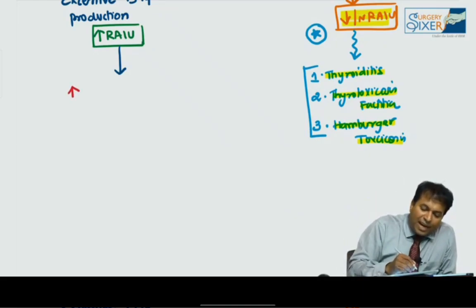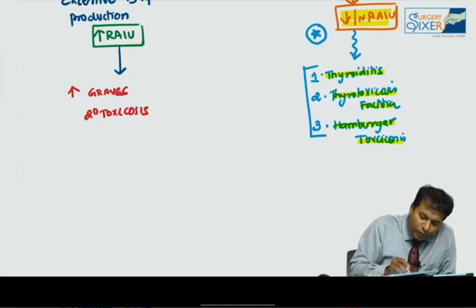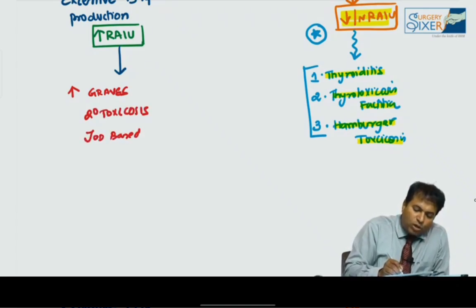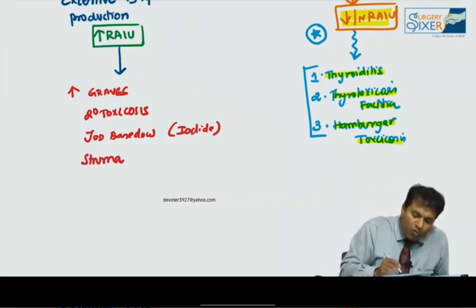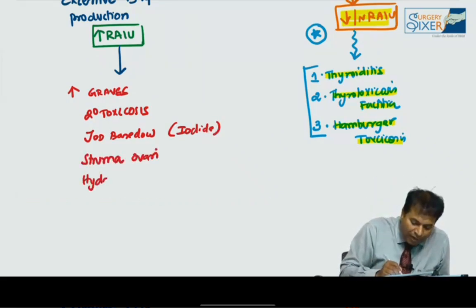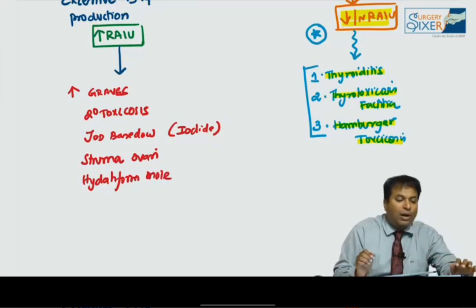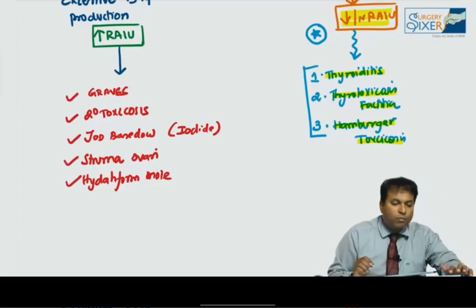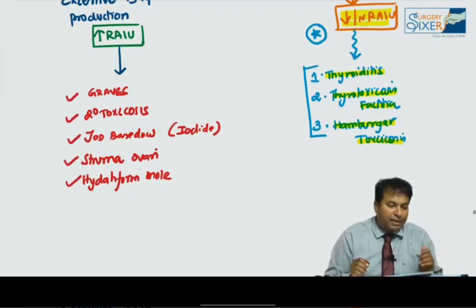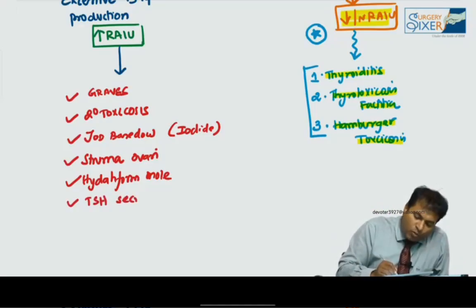Increased radioactive iodine uptake is seen in Graves' disease, secondary toxicosis. Whatever remains, we put here. Jod-Basedow toxicosis is due to excess iodide consumption. Struma ovarii can cause toxicosis. Hydatidiform mole. All these, Graves' disease, secondary toxicosis, struma ovarii, hydatidiform mole, will cause excessive radioactive iodine uptake. Please don't forget TSH secreting pituitary adenoma also.